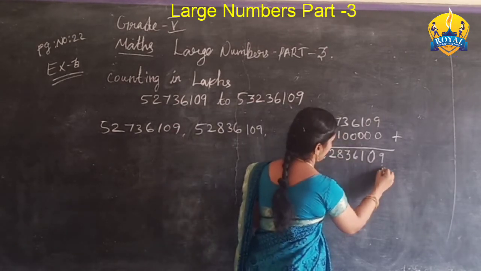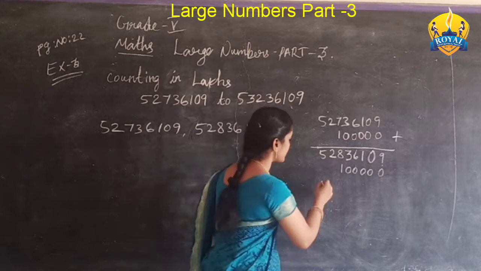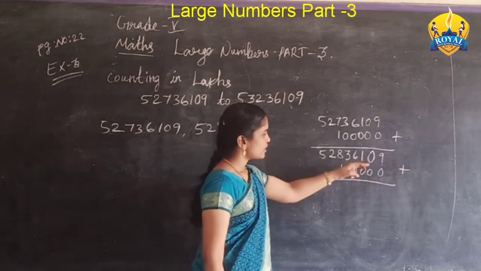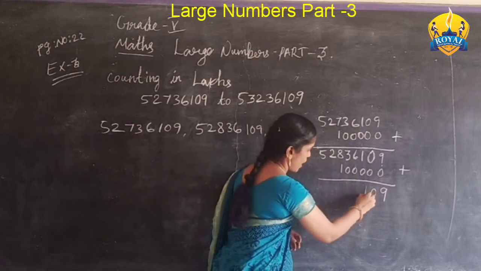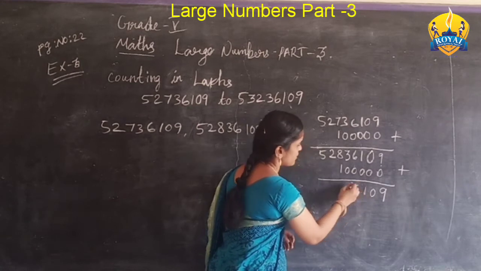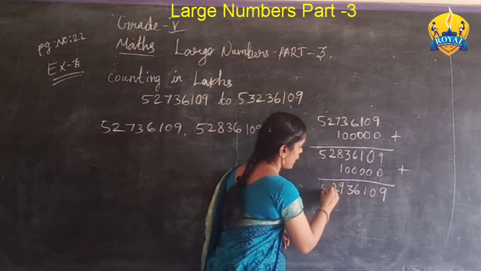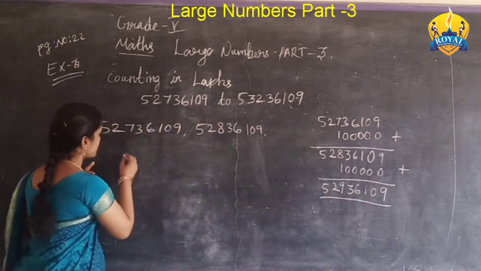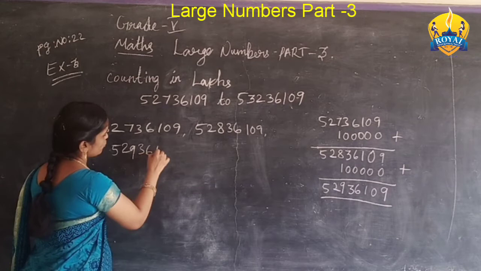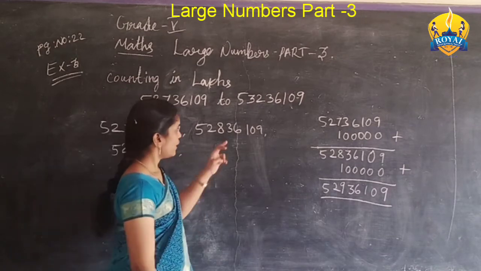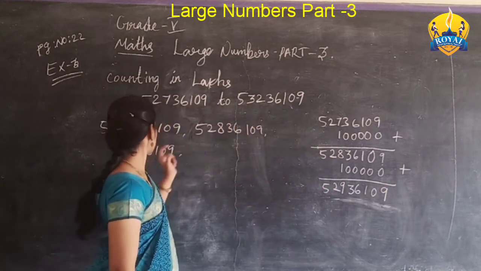The next number, again add lakh to this number. So we get 0, 1, 2, 3, 4, 5, 0 and 1. This is the 1 lakh. And we add the numbers: 9 plus 0, 9, 1 plus 0, 1, 6 plus 0, 6, and 3, and 8 plus 1, 9, and again 2 and 5. So we get 5 crore 29 lakh 36,109.